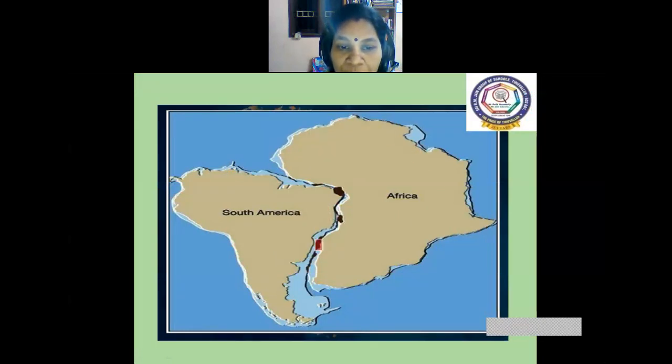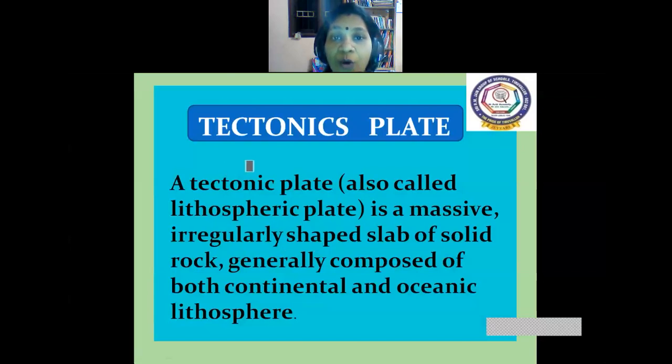It's joined. Let's see about tectonic plates. A tectonic plate, also called a lithospheric plate, is a massive, irregularly shaped slab of solid rock, generally composed of both continental and oceanic lithosphere.